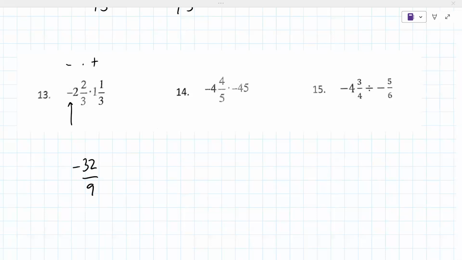All right, the next one. Negative 24 times negative 45/1. So a negative times a negative is going to be positive. The sign is going to be positive. 45 divided by 5 equals 9.